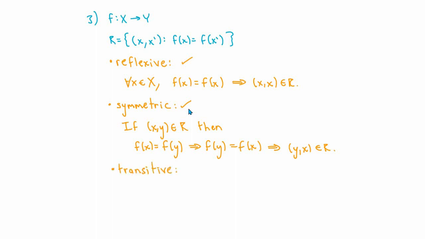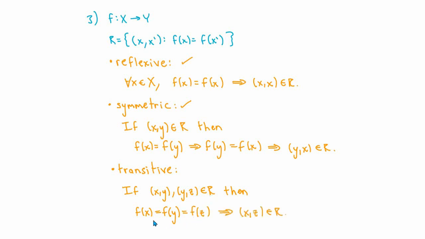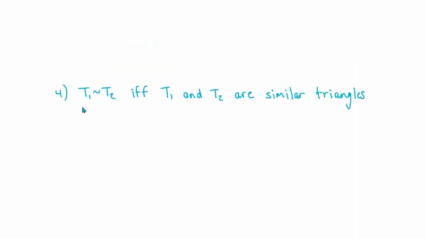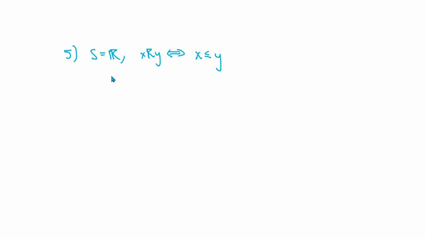And finally, is the relation transitive? Well, let's suppose that I have a pair of ordered pairs, x, y and y, z, which are both in the relation. Since x, y is in the relation, it means that f of x is equal to f of y. And since y, z is in the relation, it means that f of y is equal to f of z. Therefore, f of x is equal to f of z, which guarantees that x, z is in the relation. That's precisely the condition for being a transitive relation. And so here we have a very important example of an equivalence relation. Now, the relation of similar triangles in the plane turns out to also be an equivalence relation, but I'm going to skip the details of this one and instead move on to our example number 5.